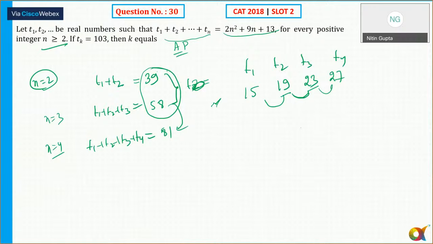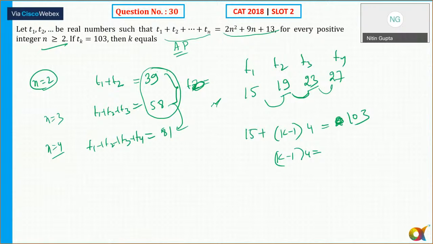Okay. So the question is, if Tk is equal to 103, so Tk is equal to first term, 15, plus n minus 1 times the common difference. So 15 plus k minus 1, into, what will come here? The common difference is 4. So 15 plus k minus 1 into 4 is equal to 103 minus 15. What is 103 minus 15?